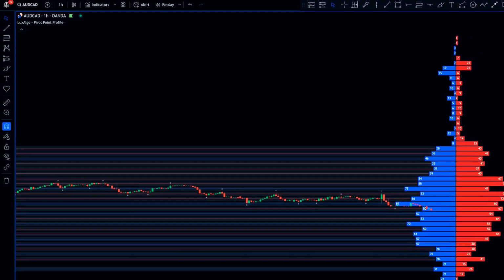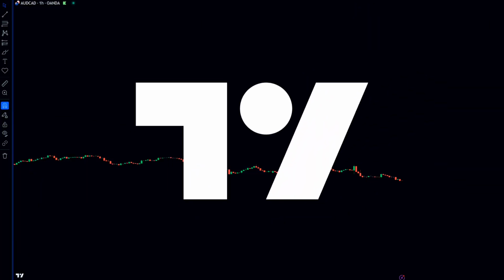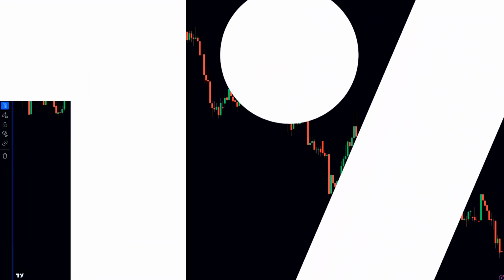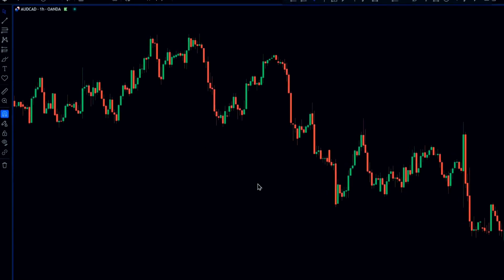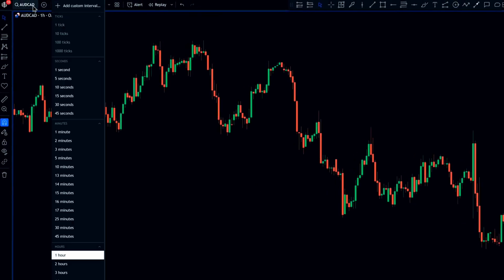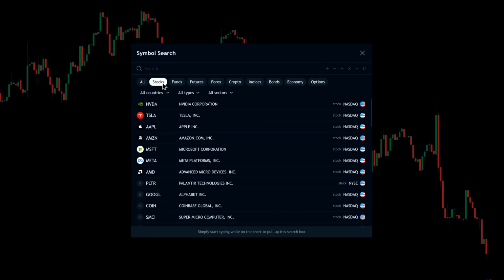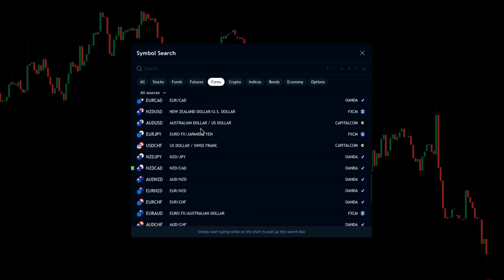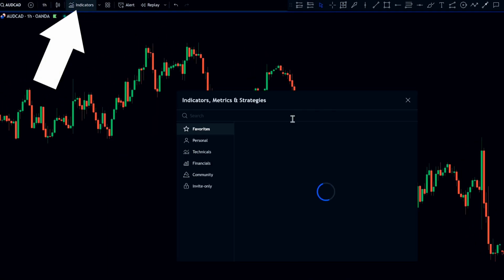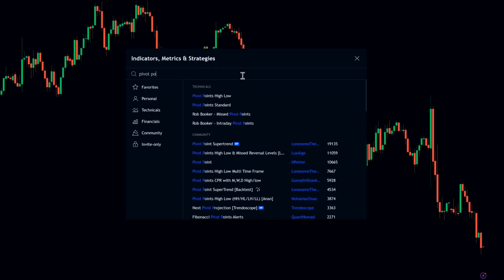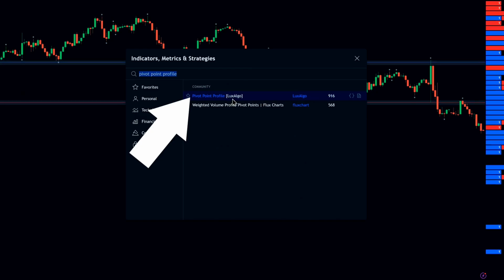To add the indicator to your chart, start by heading over to TradingView, the trading platform I'll be using. If you haven't signed up yet, you can find the link in the video description. Once you're on TradingView, load the 1 hour time frame for the AUD/CAD pair. While I'm using this time frame and asset as an example, you can apply this indicator to any trading security and any time frame. Next, open the indicator search tab by clicking on the indicators button. Type in pivot point profile and look for the one by LuxAlgo.